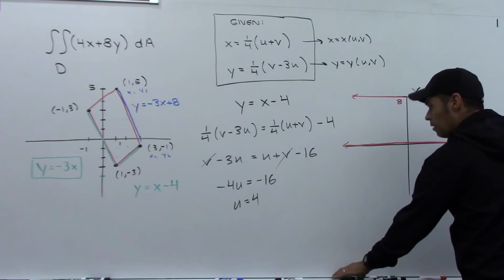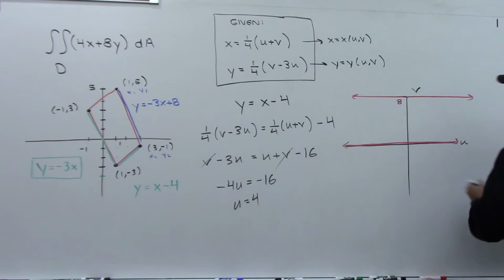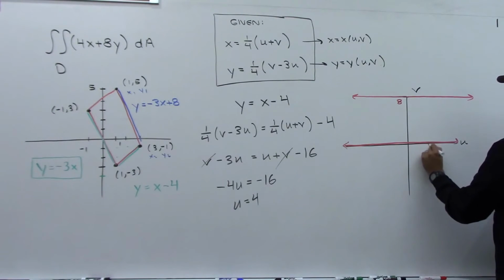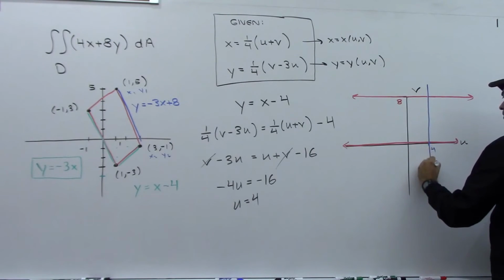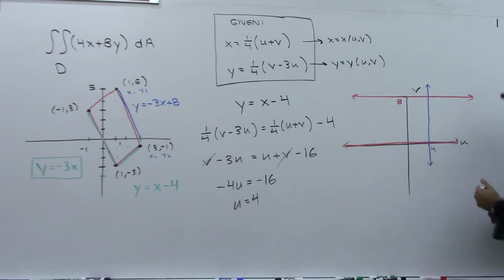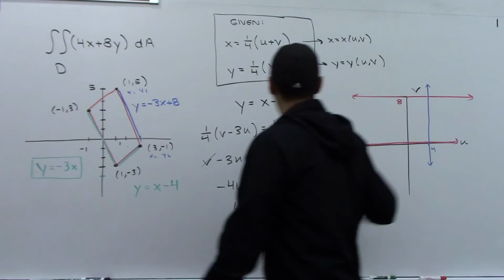So this time over here, u is 4. I'll use blue. u is 4 is about right here. And it's a vertical line. u is 4. And one more line segment to go, and I'll have the new region.